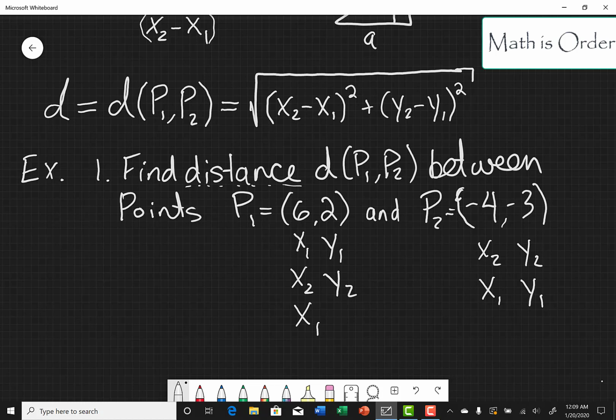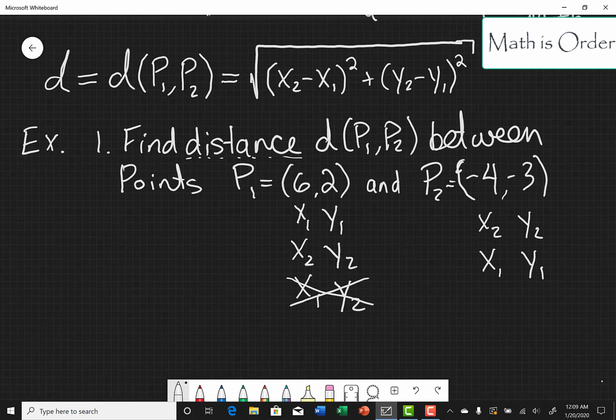But we definitely cannot have 6 as x1 and 2 as y2. This would not work, right? We have to be consistent with the subscripts, how we're assigning x1 and y1, right? So the first two assignments would work. And let's look at the first assignment, right? So I want to find the distance using 6 as x1 and using 2 as y1, and so on.